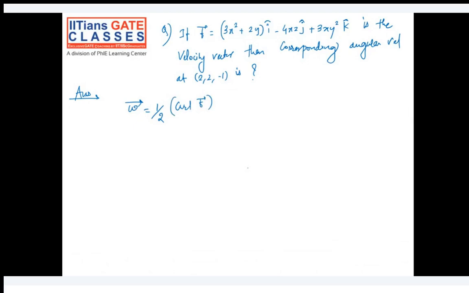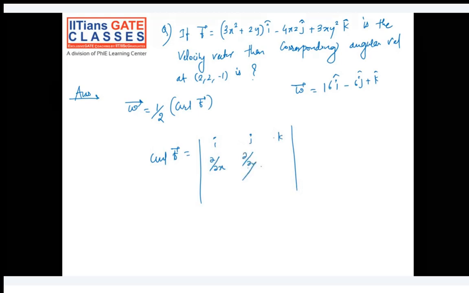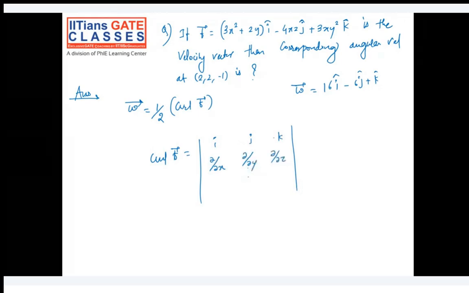So it is half of curl of f bar. What is curl of f bar first of all? It is the determinant of i j k, dou by dou x, dou by dou y, dou by dou z, then 3x square plus 2y, minus 4xz, 3xy square. Solve it, take the determinant, you will get 32i minus 12j plus 2k, and here just multiply with 1 by 2, you are going to get this final answer. As simple as it is.